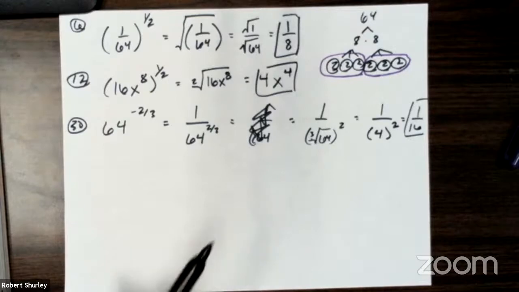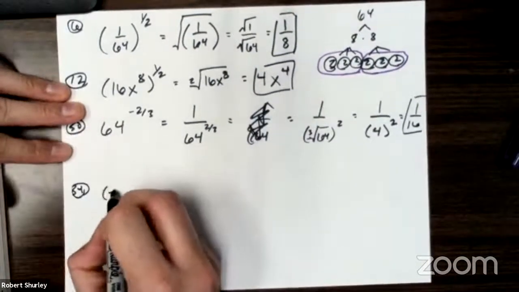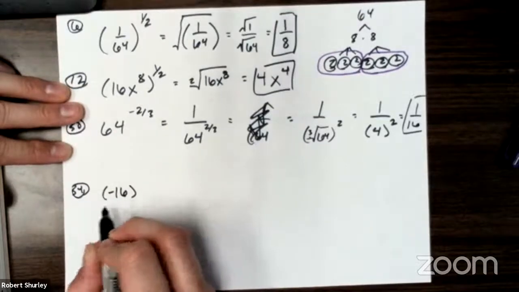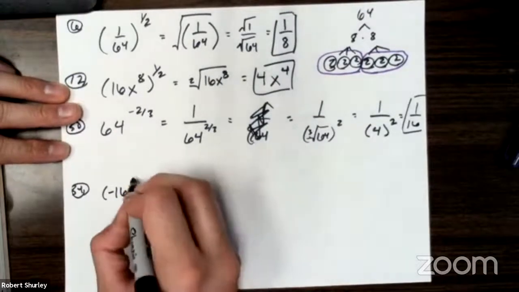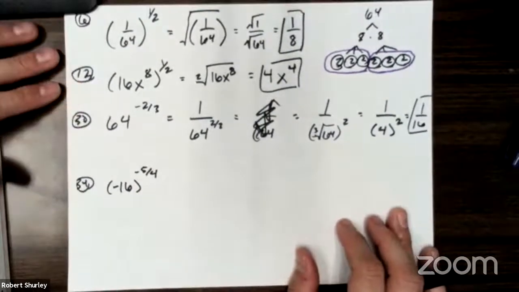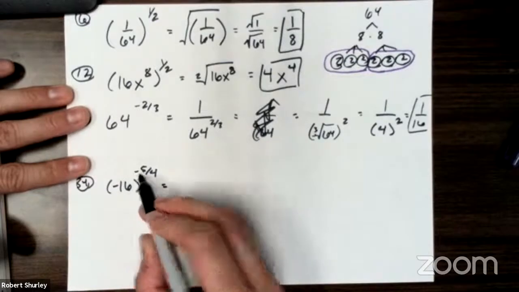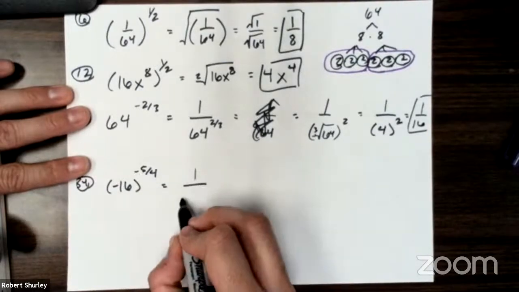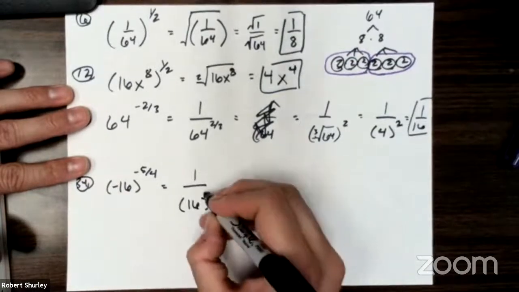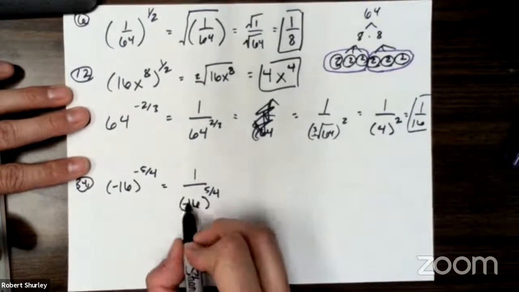Okay, let's look at 34. 34 looks similar. It says negative 16. Now it's got parentheses, so the whole thing's going to be raised to whatever we put up here. Negative 16 to the negative 5/4. Okay, so let's see. First, I've got to make this negative go away by putting the entire thing in the denominator. Right? Oh, wait, that's a negative 16.